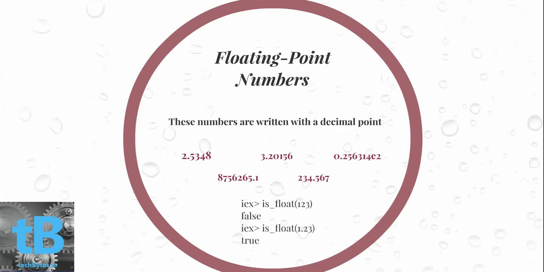Just as is_integer is a built-in function, so is is_float. So in iex, you could write is_float(123). You would get false because that's not a floating point number, that is an integer. But if you were to type is_float(1.23), you would receive true because that is a floating point number.